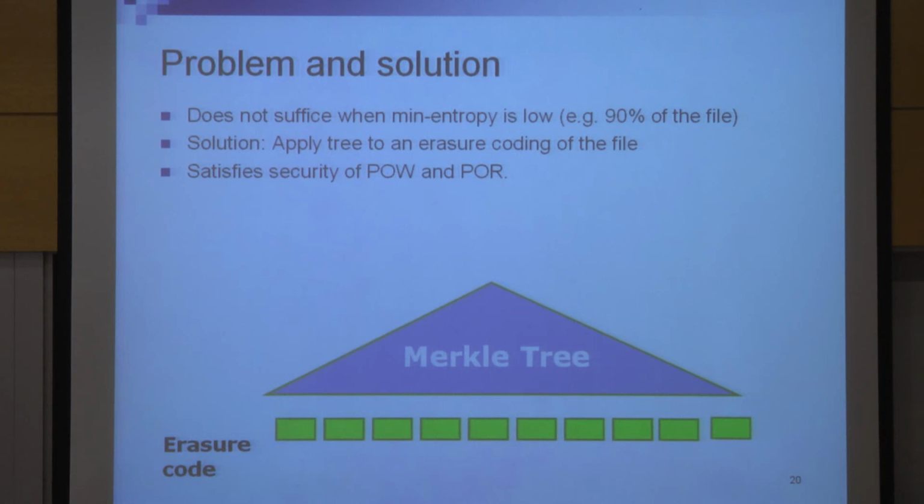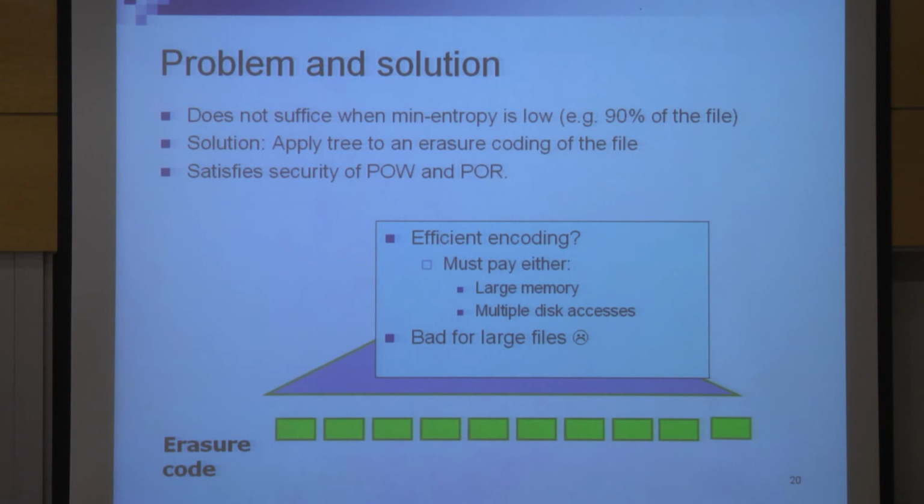But what problems do we run into now? What about this encoding? Is it efficient enough? And the answer is no. The erasure correction codes that we are looking at have to pay in one of two things: either have a very large memory or run multiple disk accesses to locations in the file. So for a large file, this is going to be a bad solution, simply because the client is going to work too hard for it. It's really going to affect performance. Okay, so what now?